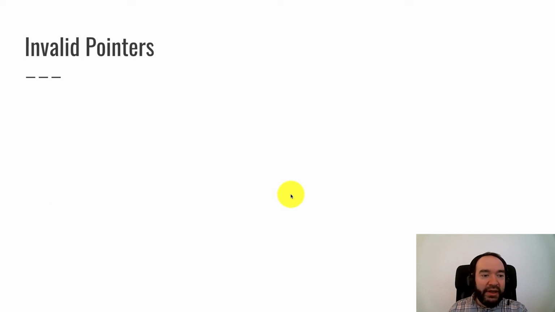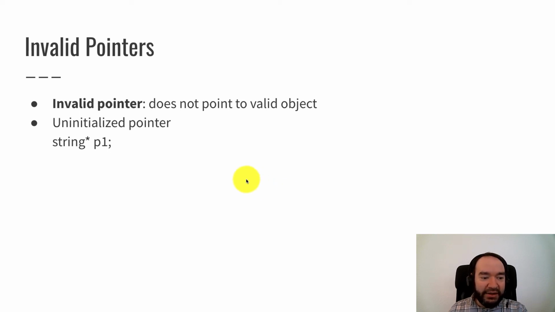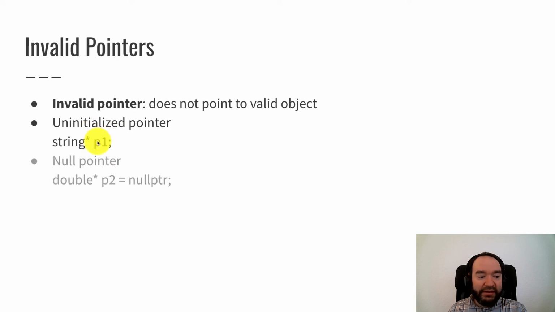Okay, I want to categorize the way that pointers can get invalid. I mentioned before that an invalid pointer is a pointer that does not actually point to a valid object, and a lot of different memory locations have invalid pointers. There's a few ways that these can arise. One is an uninitialized pointer. So if I declare, say, a string star p1, that's legal code. It compiles and runs, but p1 at this moment is probably invalid because it's uninitialized.